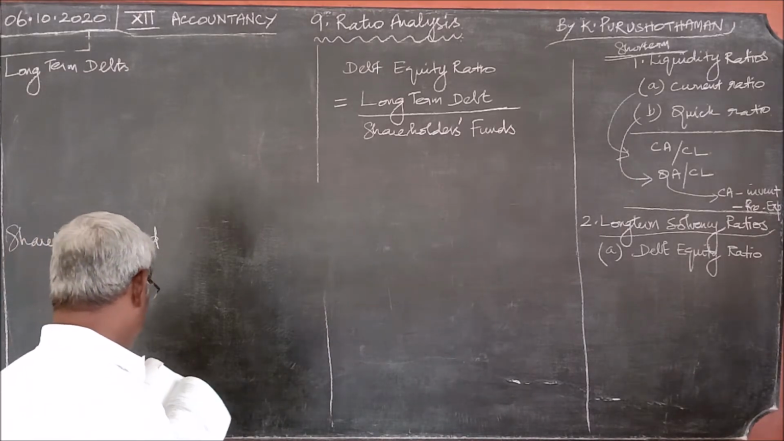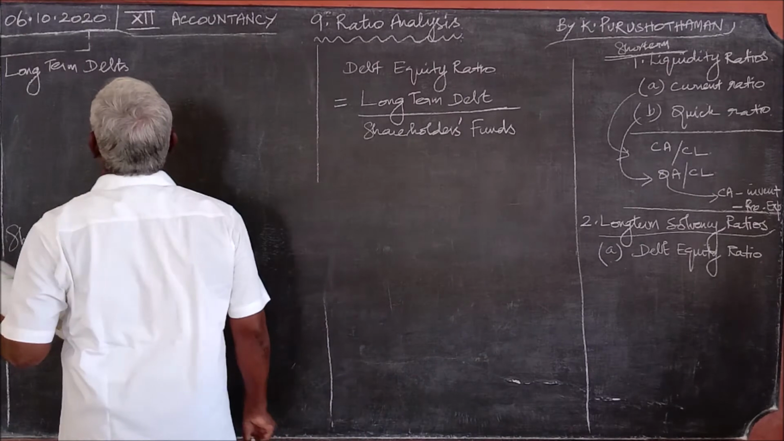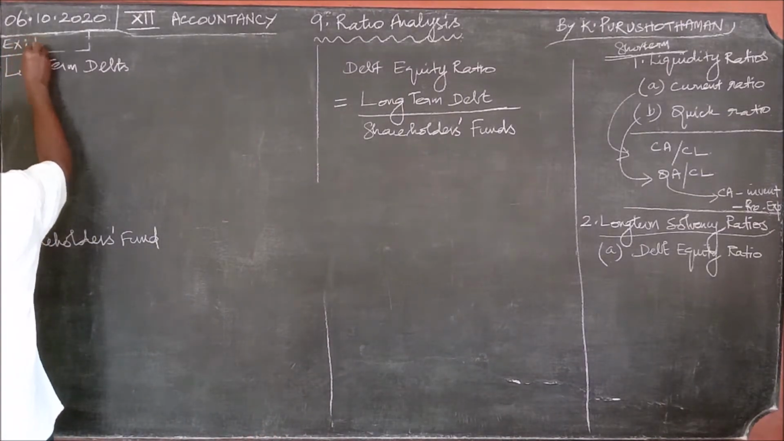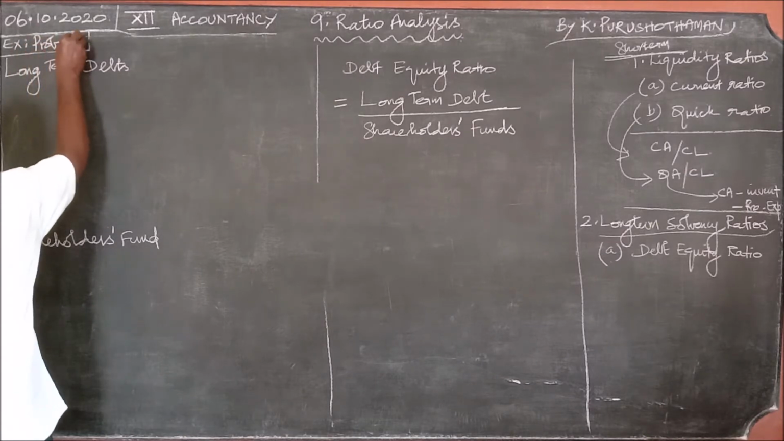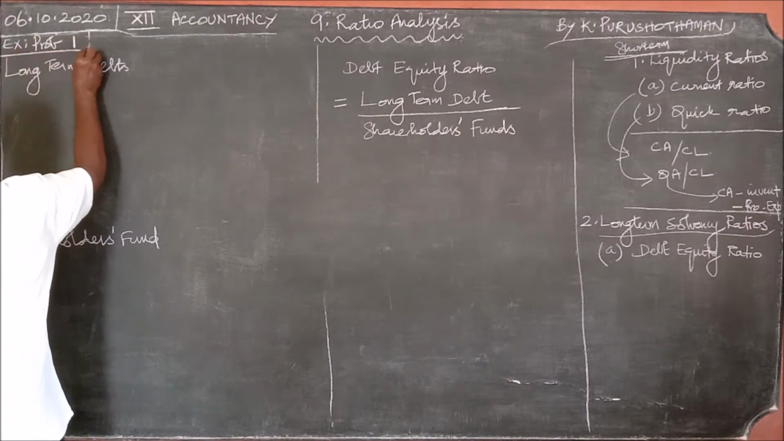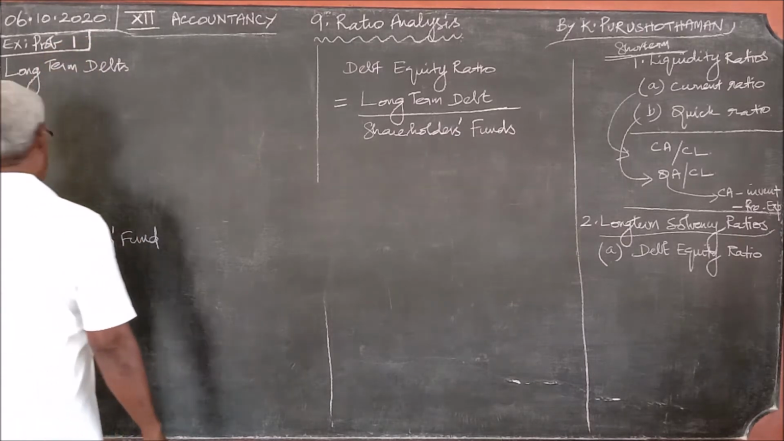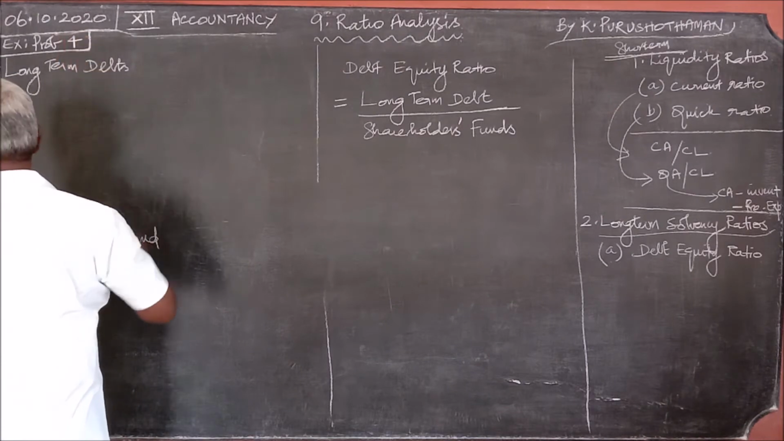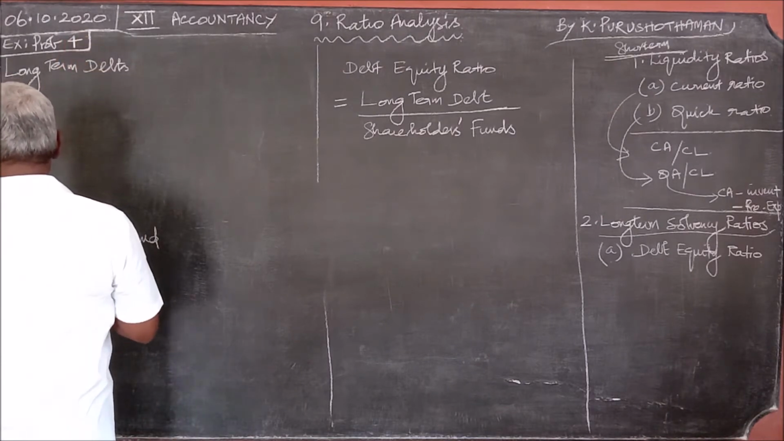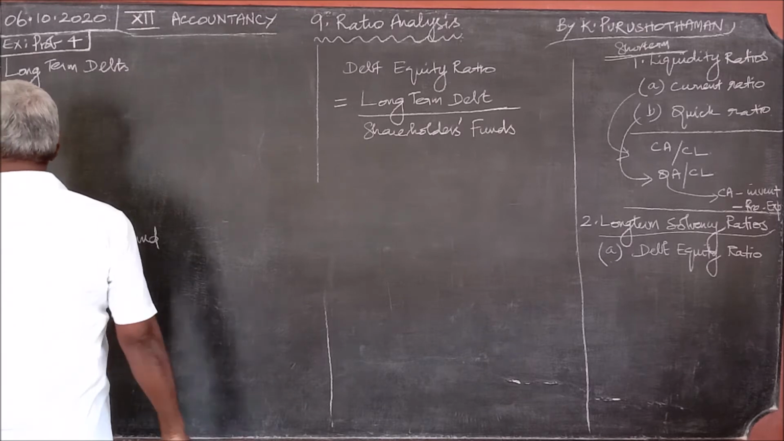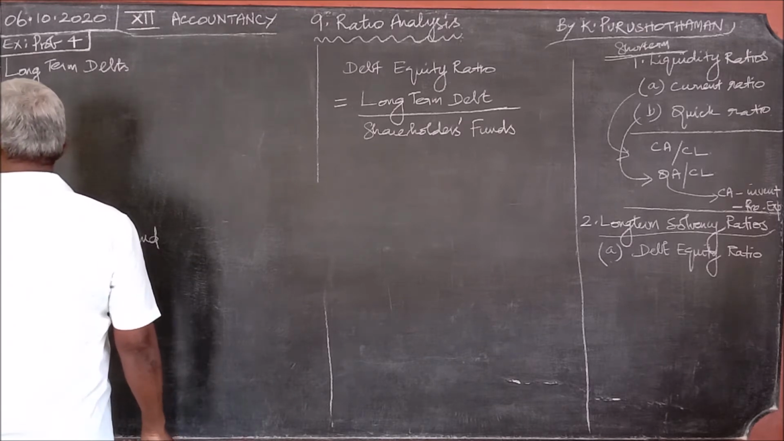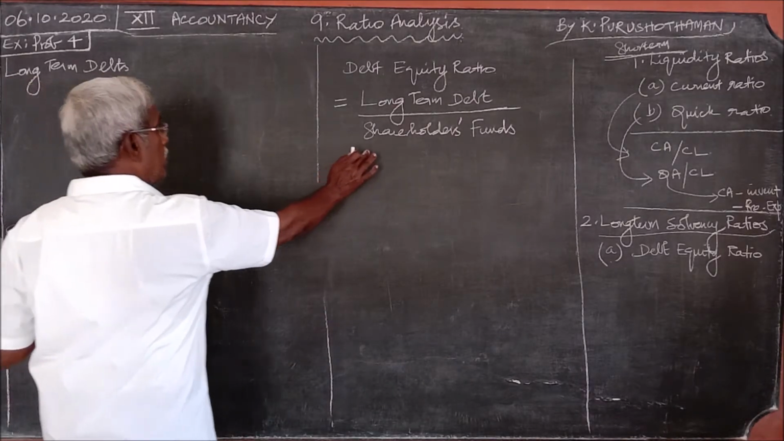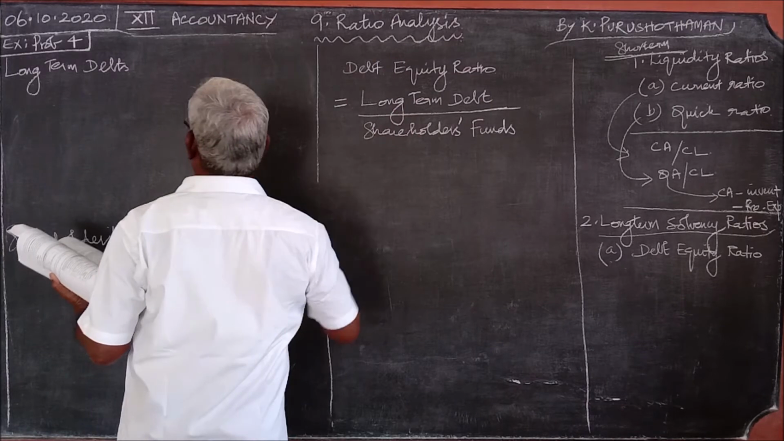Now we shall pass on to exercise problem 1. What is given in problem 4? It is exercise 4. From the following information, calculate debt equity ratio. What is debt equity ratio? Long-term debts by shareholders fund.